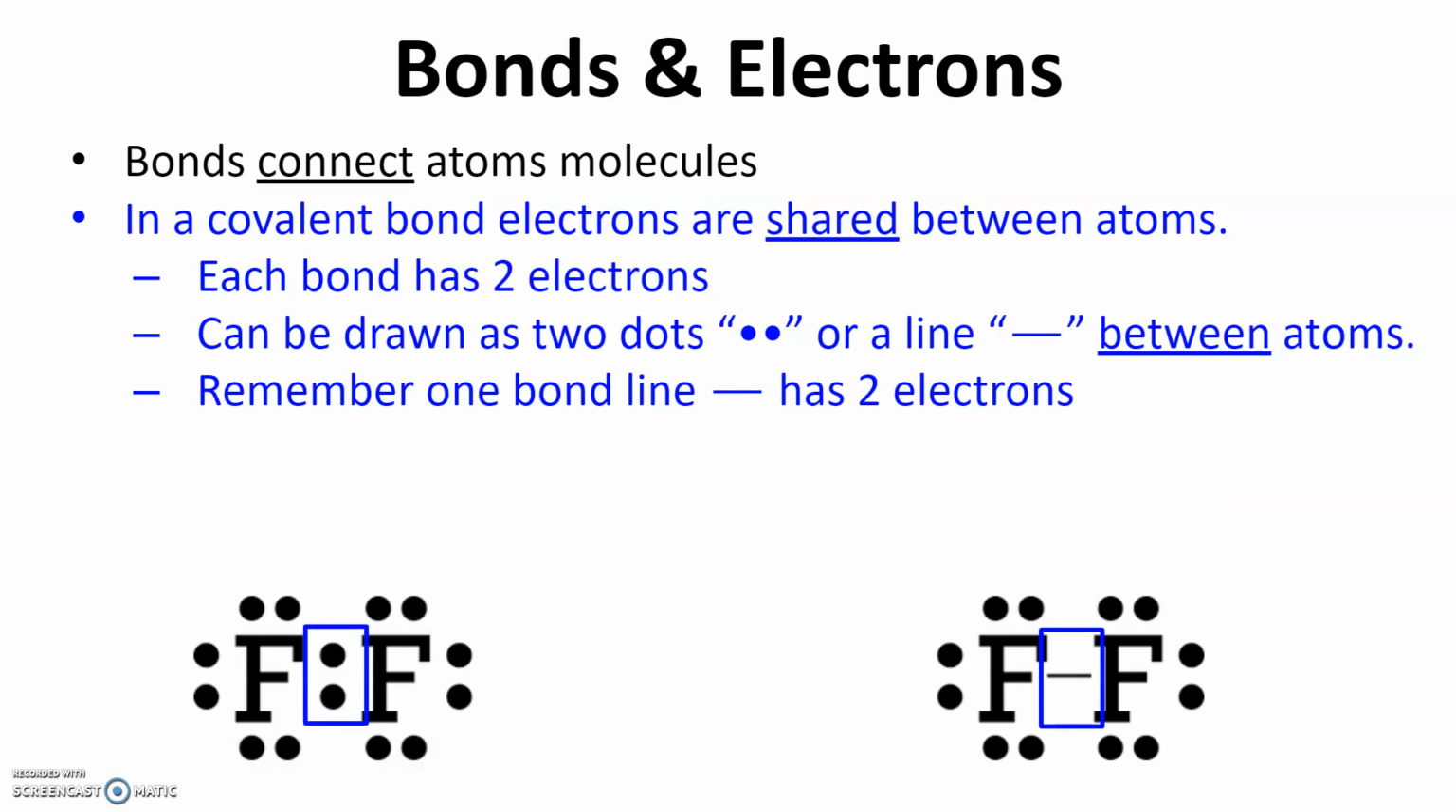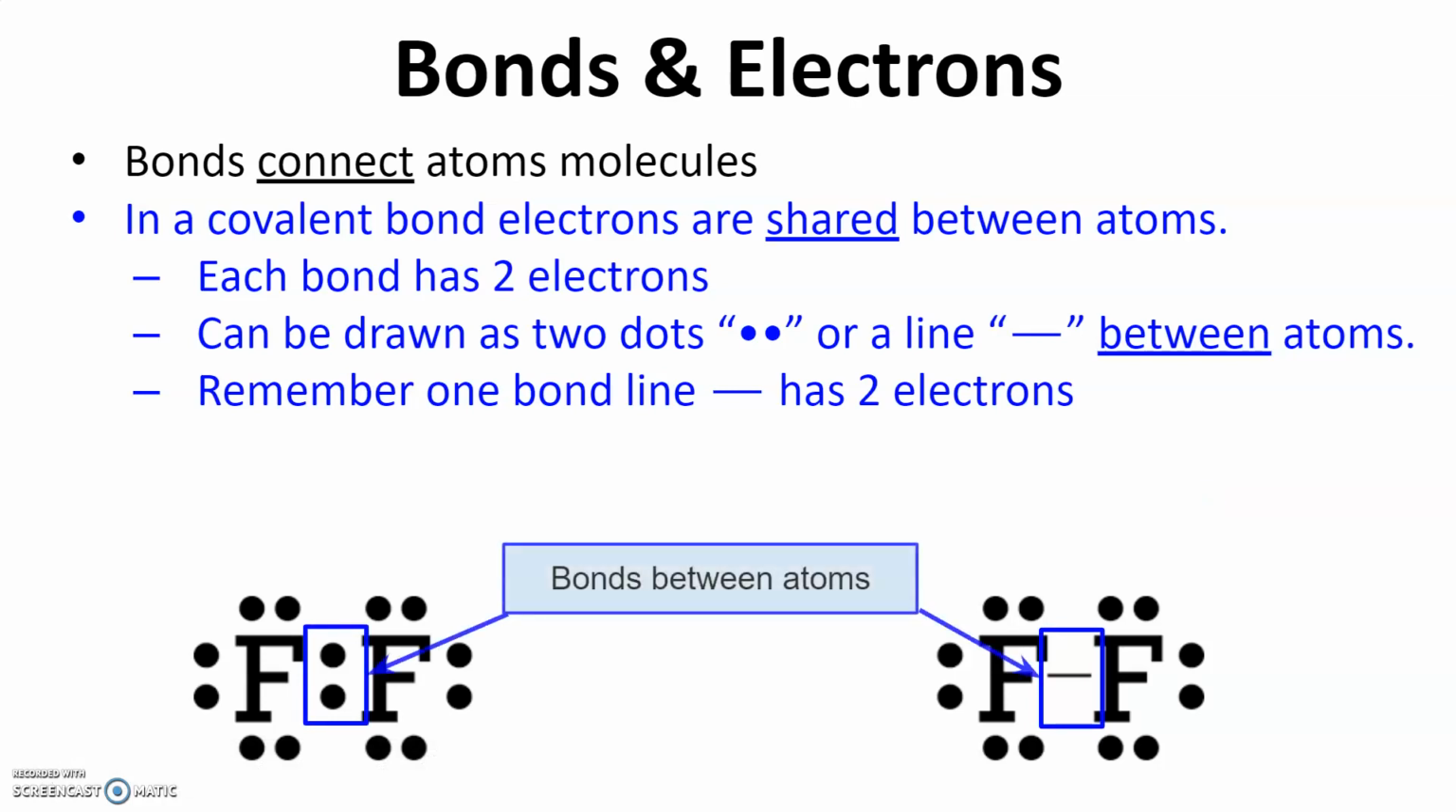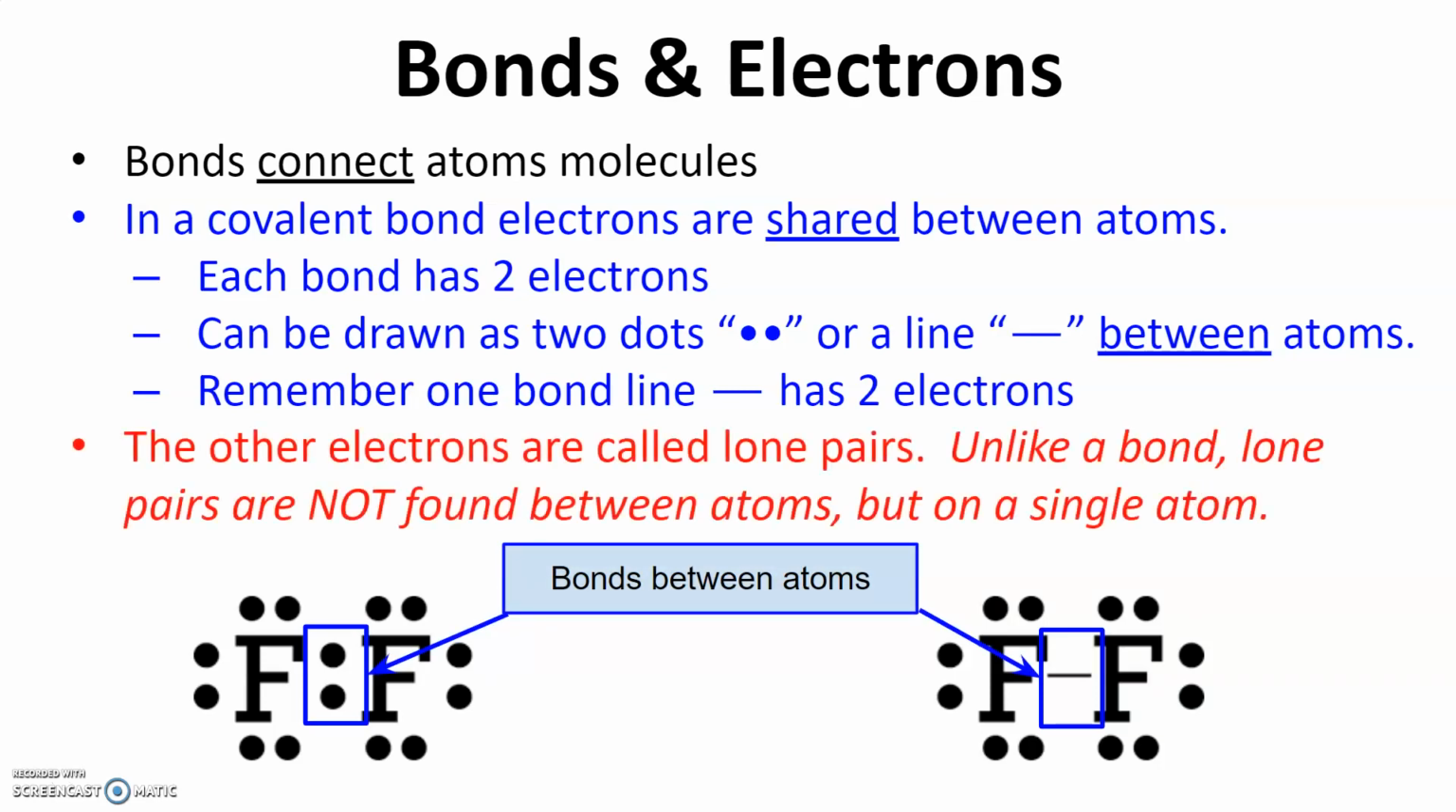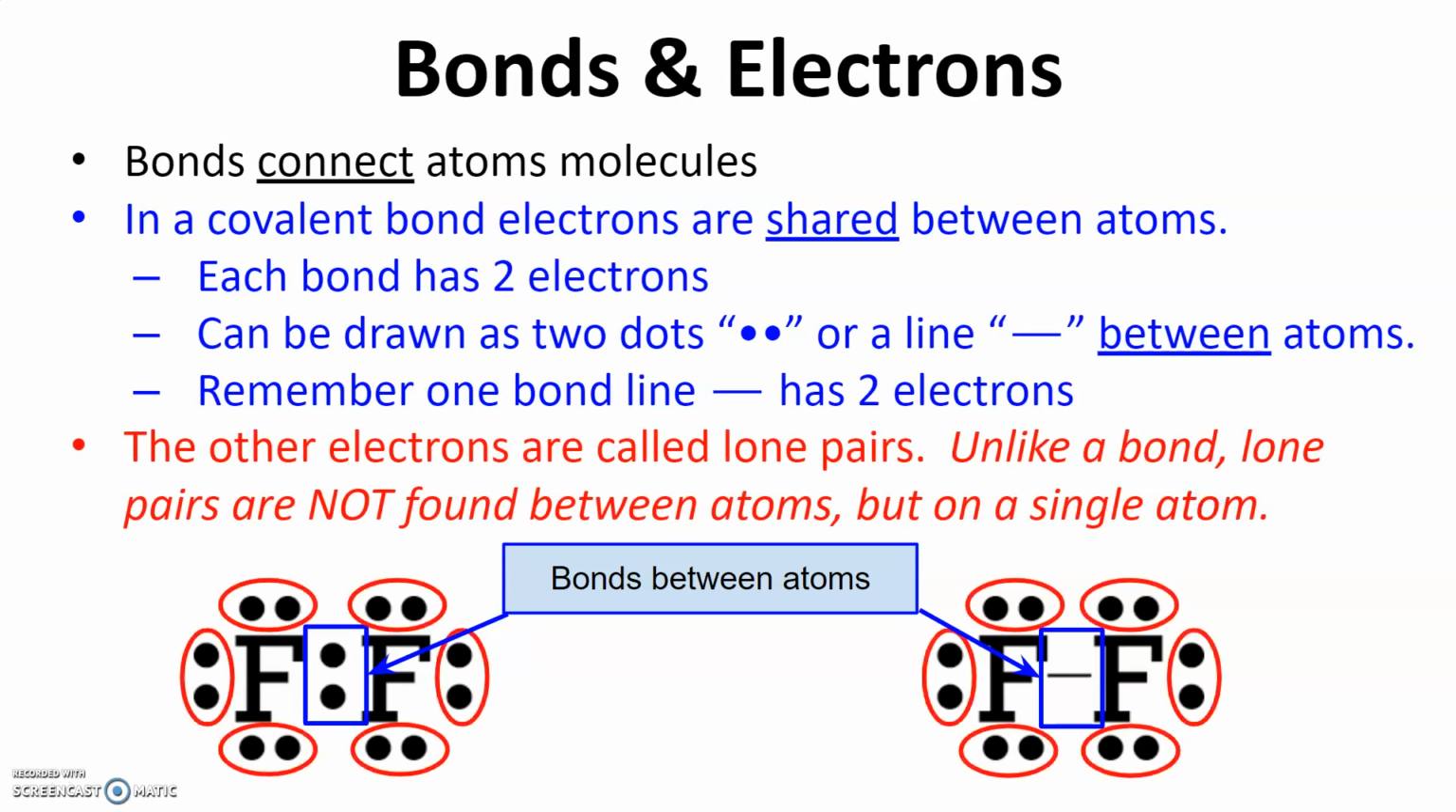Now, you'll also notice that there are some other dots around here. These dots on the outside, so the bonds are what's in between atoms, but the other dots are known as lone pairs. And unlike bonds, the lone pairs are found on a single atom. They're not between atoms, but on a single atom.